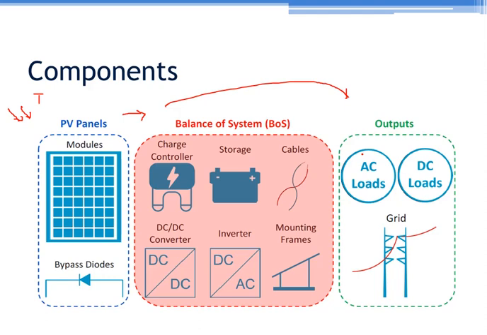So our motto here is to offer constant voltage and constant frequency, and that you can do using this BOS. So depending on this, if you want a grid connected system, you can use a grid tie inverter and other things. In this system there will be 6 different components. First one is charge controller, storage, third is cable, next is DC to DC converter, inverter, and mounting structure. So these components will perform the important part.